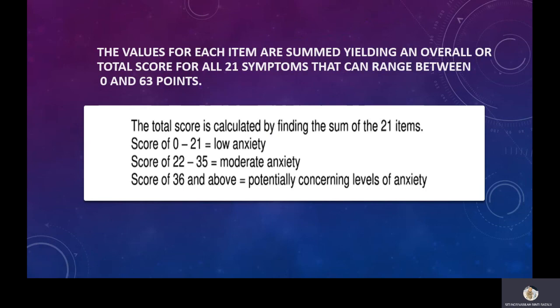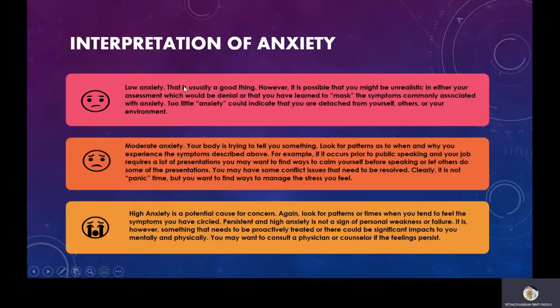A score of 0 to 21 is categorized as low anxiety. A score of 22 to 35 is categorized as moderate anxiety. A score of 36 and above is categorized as potentially concerning levels of anxiety. For the last slide, I will explain the interpretations of anxiety in the Beck Anxiety Inventory. As you can see, it has three levels of anxiety.